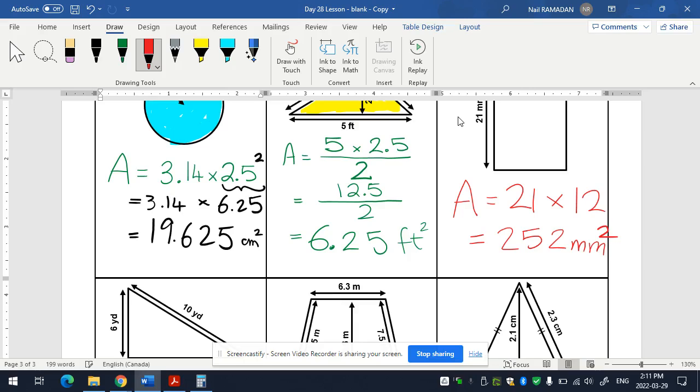Whenever you have an area problem, I had a student once who started by writing the unit first because they knew that they could either completely forget it or write it without the power of 2, the square.